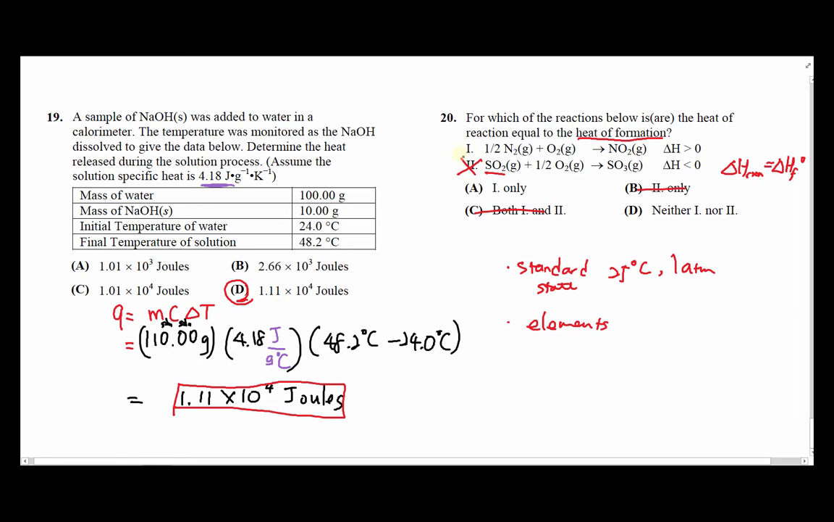If you look at the first choice, we have nitrogen, which is pure, we have oxygen, which is an element, and they make up nitrogen dioxide. In this case the delta H for this reaction is completely equal to the heat of formation of the nitrogen dioxide. So the only answer here is A.